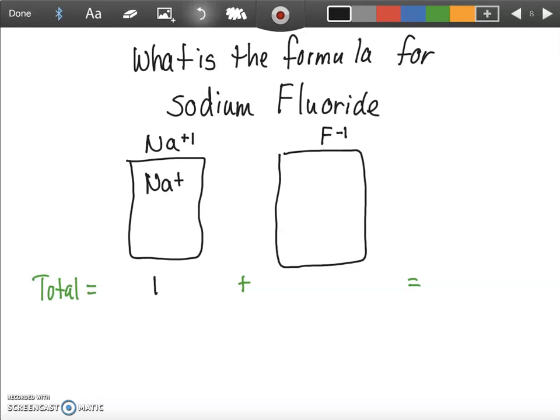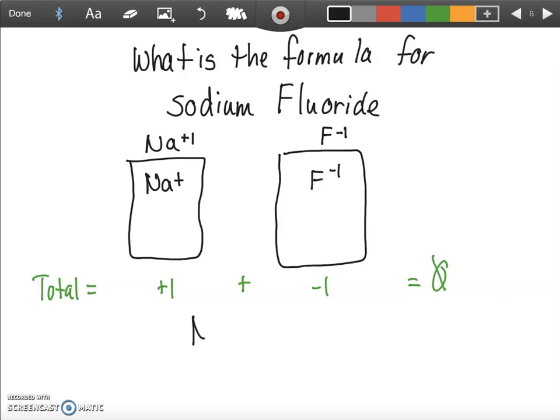Let me do that in green to be consistent. And then why don't we start with 1 fluorine, so that the total negative contribution is -1. And then we ask ourselves, does -1 plus +1 equal 0? It sure does.